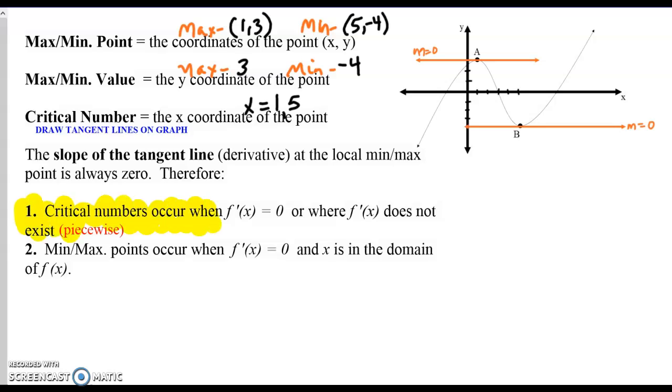Number 1, critical numbers, that's the x value, occur where the derivative equals 0, where the derivative has a slope of 0, or where the derivative does not exist. We will look at that more in examples. Number 2, minimum and maximum points occur when the derivative equals 0 and x, the critical number, is in the domain of f of x.